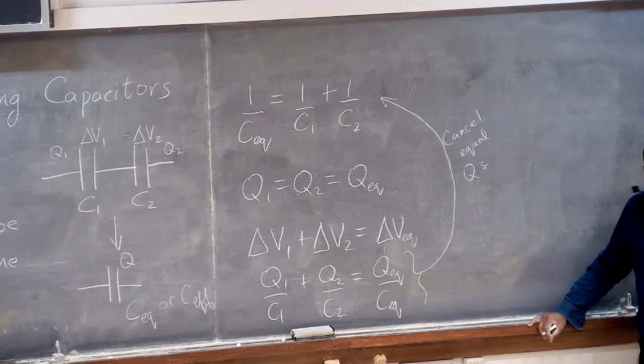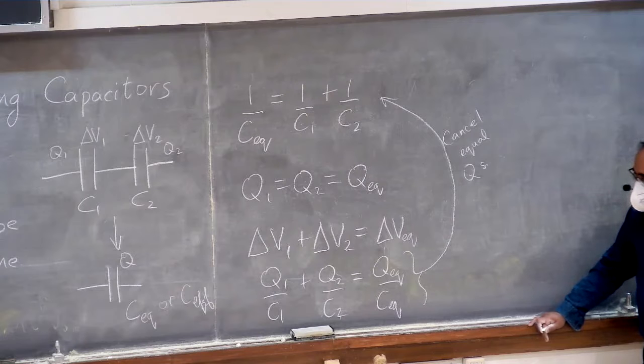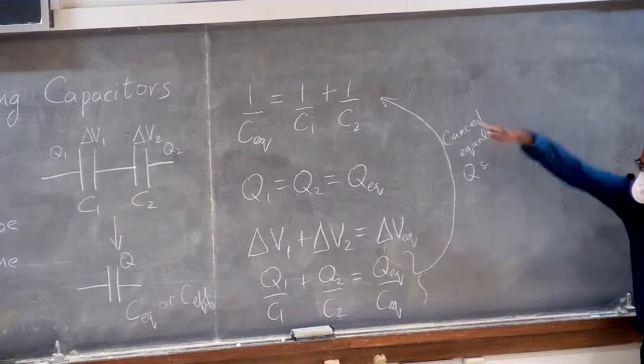So we know the change in potential when you add the two capacitors together is equal to the potential across the equivalent capacitor, and potential is equal to charge over capacitance. And then we can simplify that to the first thing.